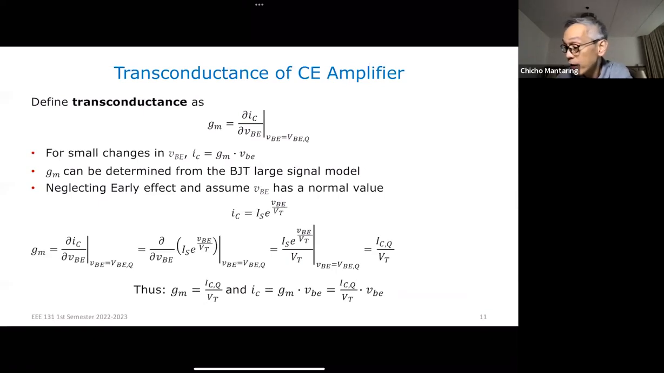And therefore, now using this new term that we learned, for small changes in VBE, the change in IC will just be equal to your transconductance gm multiplied by vbe (small). Okay, so what is the next thing that we have to do? The next thing we have to do is we try to evaluate this. What will be the value of gm? We can determine gm from the BJT large signal model.